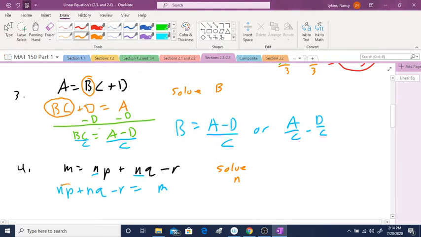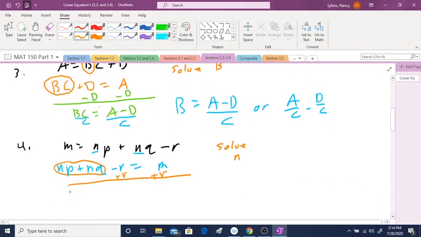I need to solve for n, so I'm not going to do anything with the np plus nq. But what I'm going to do with that minus r is add r to both sides. So that gives me np plus nq equals m plus r.